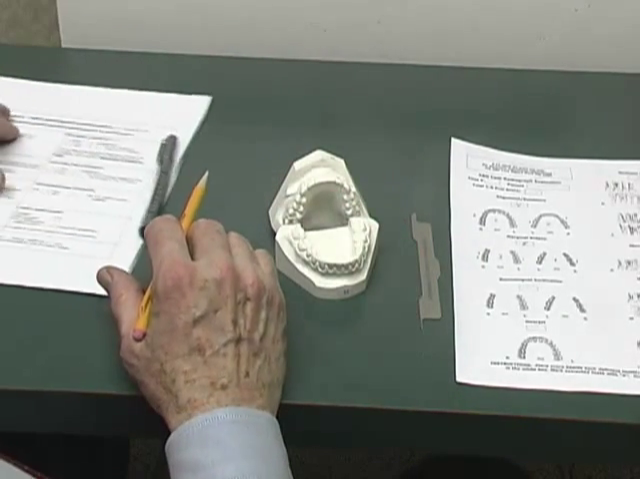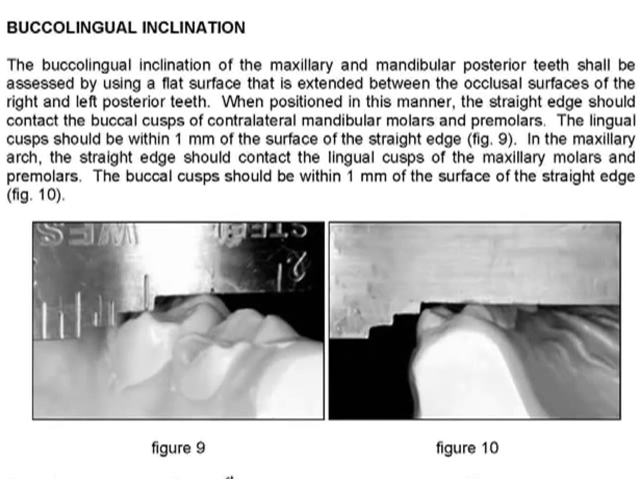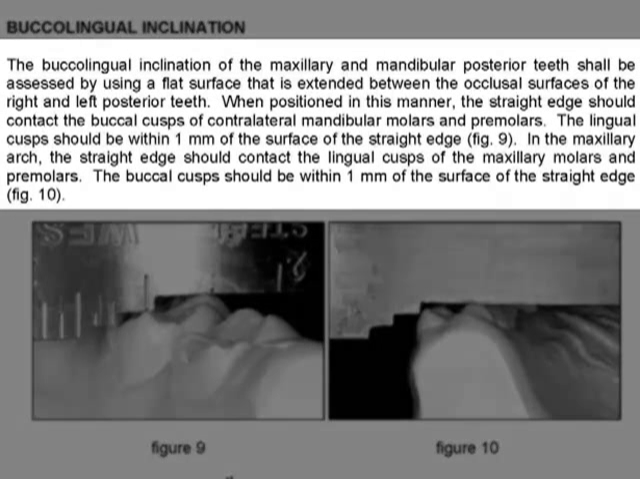The buccolingual inclination parameter is next. Buccolingual inclination. The buccolingual inclination of the maxillary and mandibular posterior teeth shall be assessed by using a flat surface that is extended between the occlusal surfaces of the right and left posterior teeth. When positioned in this manner, the straight edge should contact the buccal cusps of contralateral mandibular molars and premolars. The lingual cusps should be within 1 millimeter of the surface of the straight edge.